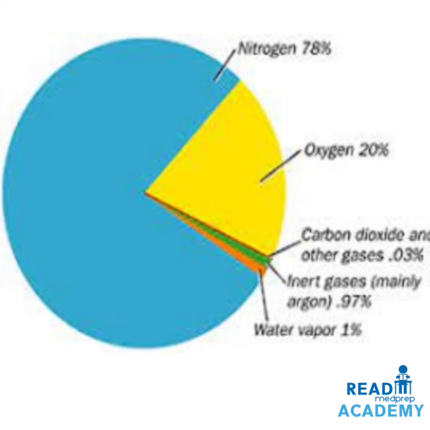Here you can see in this image the occupation of various gases: nitrogen 78%, oxygen 20%, carbon dioxide and other gases 0.03%, inert gases mainly argon 0.97% and water vapor and other materials 1%.